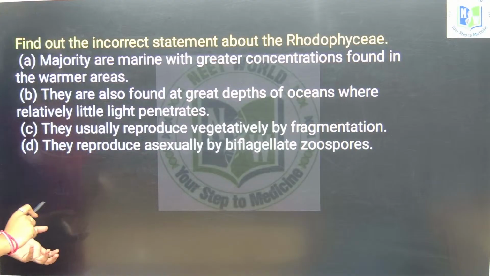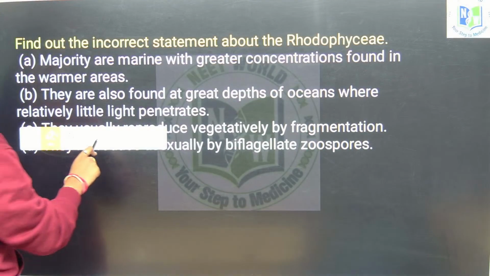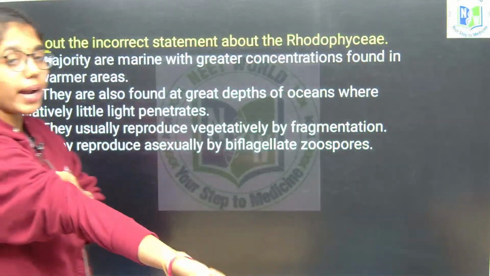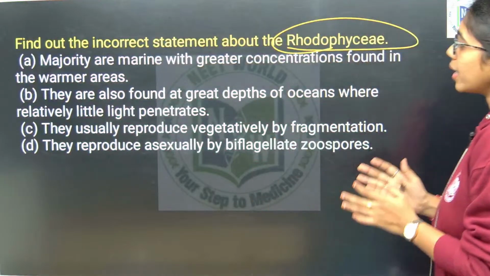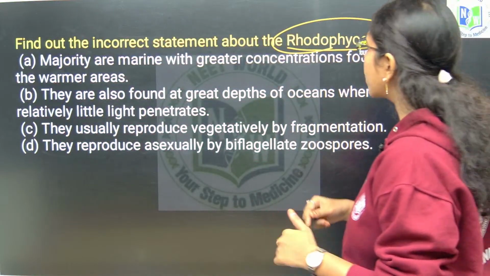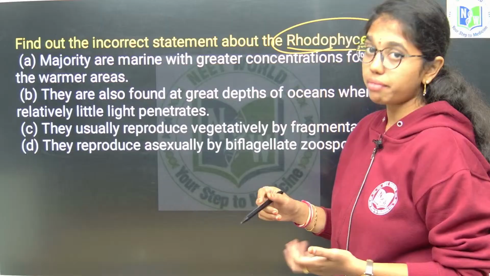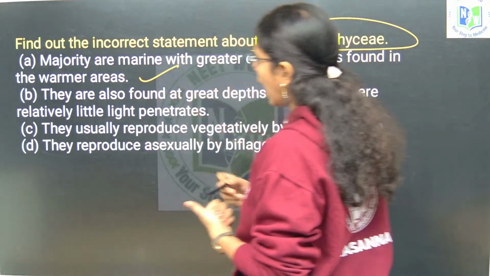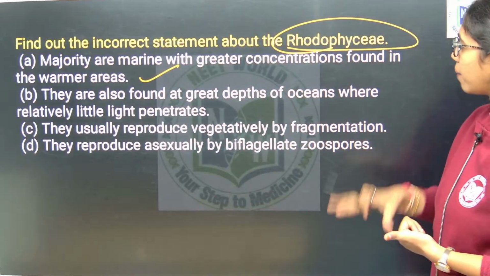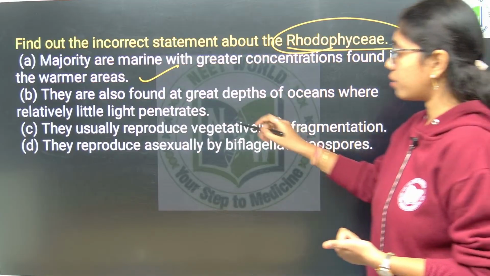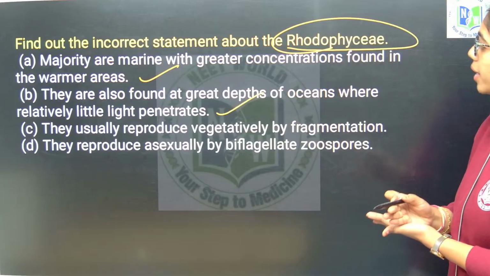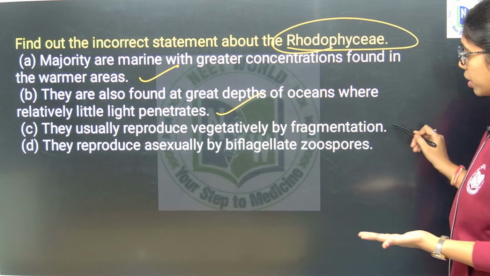Find out the incorrect statement about Rhodophyceae. So about red algae, we need to identify the incorrect statement. Majority are marine with great concentrations found in the warmer areas, true. They are also found in great depths of oceans where relatively little light penetrates, true. They usually reproduce vegetatively by fragmentation, correct.